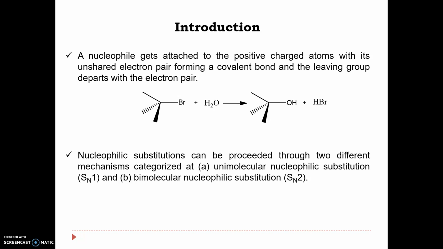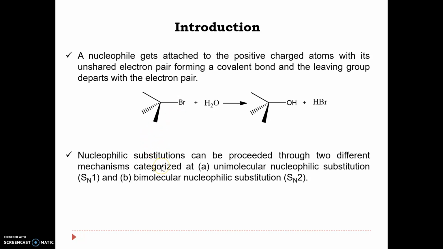In nucleophilic substitution reaction, an atom or group of a compound is replaced by a nucleophile. As you all know, nucleophiles are those substances which have affinity towards positive charge. This is an example of a nucleophilic substitution reaction. So here a nucleophile gets attached to this positively charged carbon atom with its unshared electron pair, forming a covalent bond between this carbon atom and this incoming nucleophile, and the leaving group departs with its electron pair. In this reaction, this bromo group is the leaving group.